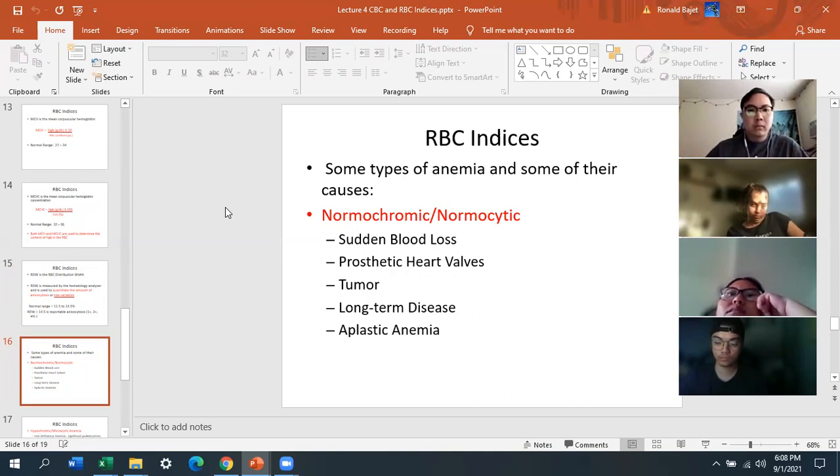it can happen during these conditions: sudden blood loss, like a gunshot wound, prosthetic heart valve, where the red blood cells look normal, a tumor, long-term disease, and aplastic anemia. There's a specific lecture on aplastic anemia. Aplastic anemia is where the factory just shuts down. Your bone marrow is not producing anything. That's what aplastic anemia is. But interestingly, the red blood cells are normochromic and normocytic.